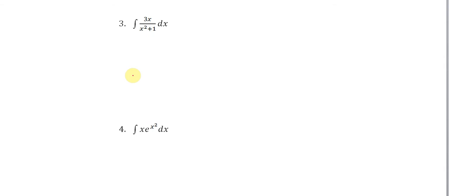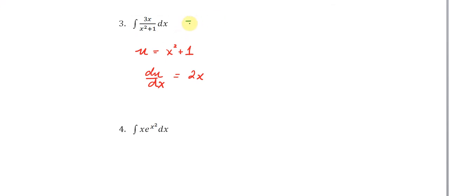So here you have 3x over x squared plus 1, and you can see that the numerator here is a version of the derivative of the denominator with some constant multiplier. So we can use integration by substitution. U is equal to x squared plus 1. Right, du dx is equal to 2x, and now actually I'm going to change things up a little bit.